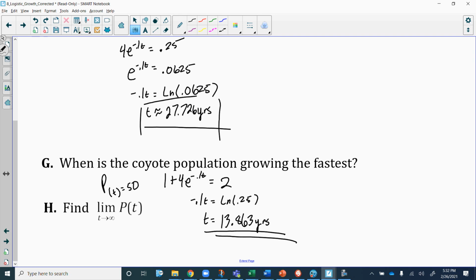And find the limit as t approaches infinity of the function. Well, we've already established that as you approach infinity, or as P gets very large, or as in this case time gets very large, we're going to approach the horizontal asymptote. So the limit of this one in this case is the carrying capacity, 100.